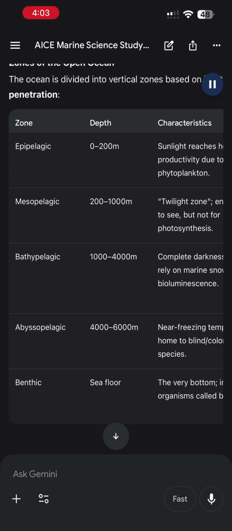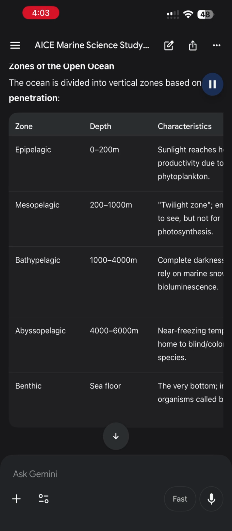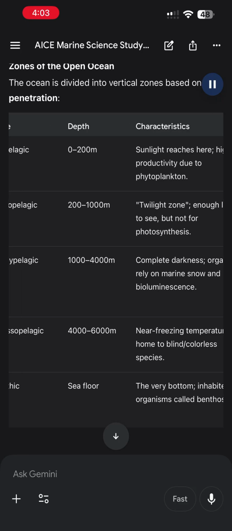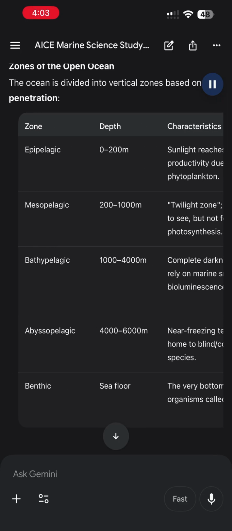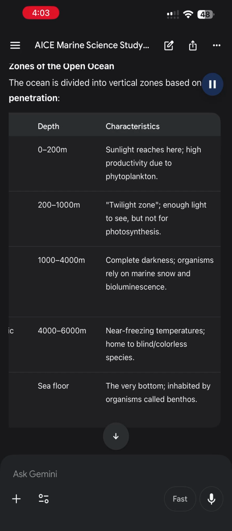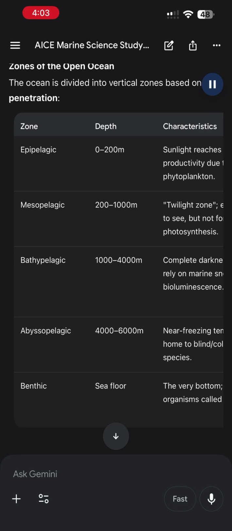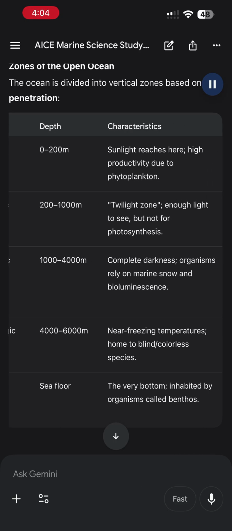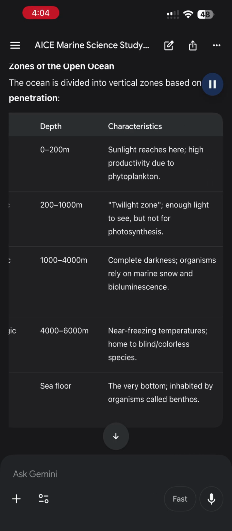Zone, depth, characteristics. Epipelagic, 0 to 200 meters. Sunlight reaches here. High productivity due to phytoplankton. Mesopelagic, 200 to 1,000 meters. Twilight zone. Enough light to see, but not for photosynthesis. Bathypelagic, 1,000 to 4,000 meters. Complete darkness. Organisms rely on marine snow and bioluminescence.